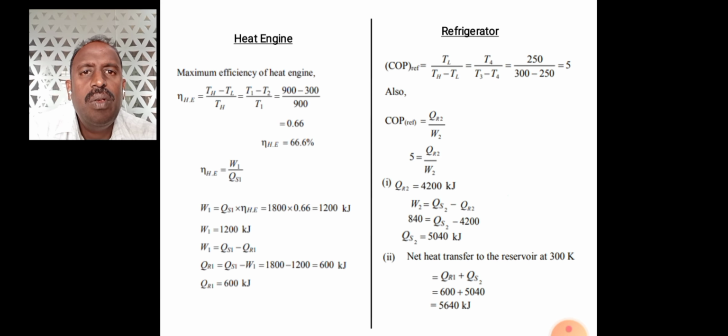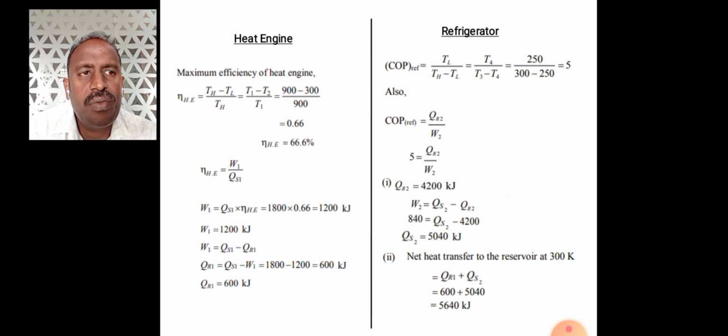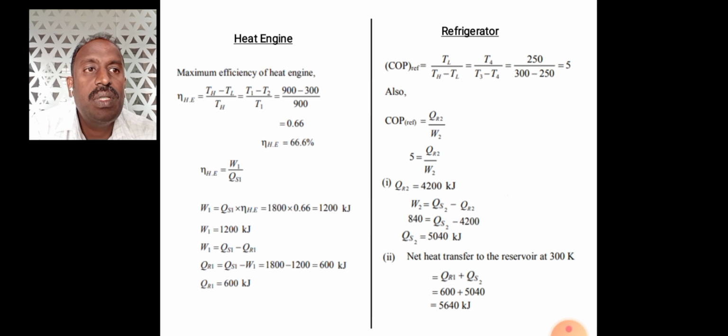Next we move on to the refrigerator. We know the two temperatures: the lower temperature is 250 and the higher temperature is 300. Substitute 250 divided by 300 minus 250, and the COP you can calculate is 5.